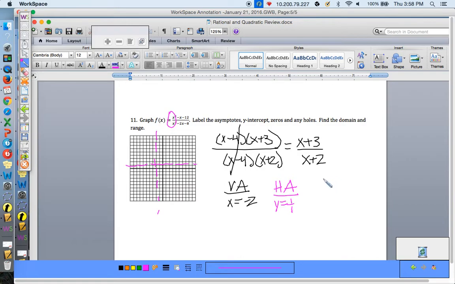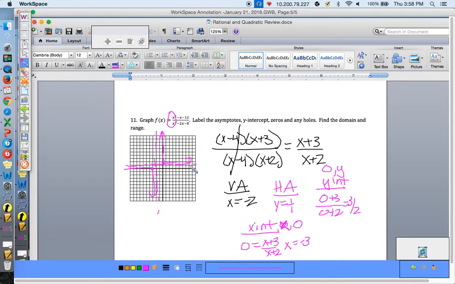Let's see, where is our y-intercept? 0 comma y. So 0 plus 3 over 0 plus 2. So our y-intercept is at 3 over 2, so 1.5. Our x-intercept, x comma 0. So when does 0 equal x plus 3 over x plus 2? So x is negative 3. 1, 2, negative 3. All right, so we know our swoops must be right here. And then we had a hole at positive 4. 1, 2, 3, 4. So we can put in our hole there.